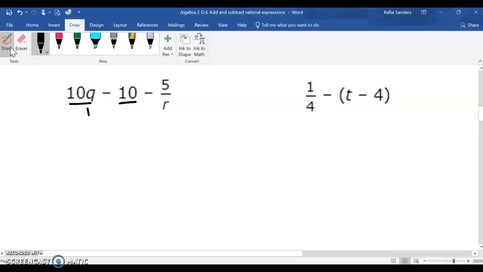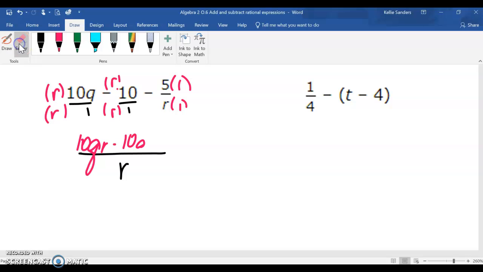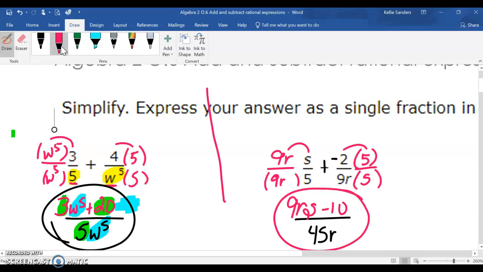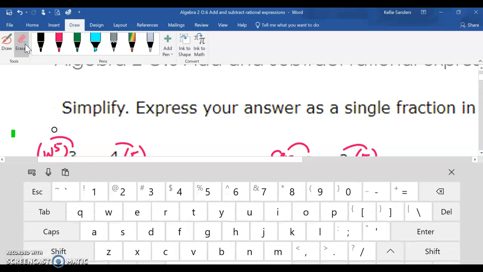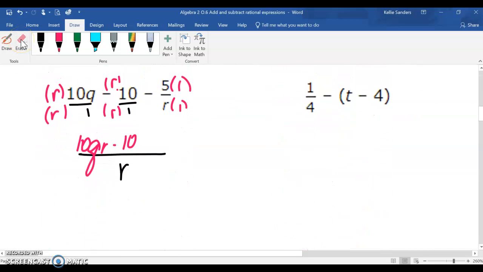We're going to put this over 1, and we're going to put this over 1. Our common denominator is going to be r. So I need an r, so that needs an r. That needs an r, so that needs an r. And this needs a 1, so that needs a 1. So this would be 10q to the r minus 10, r minus 5.